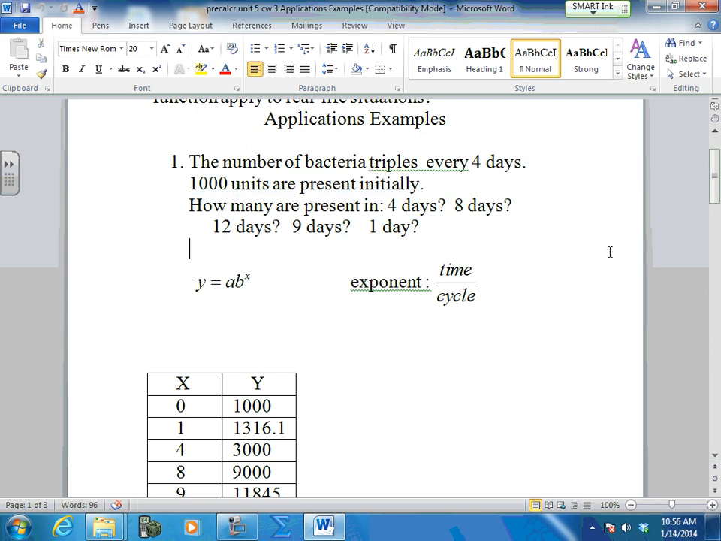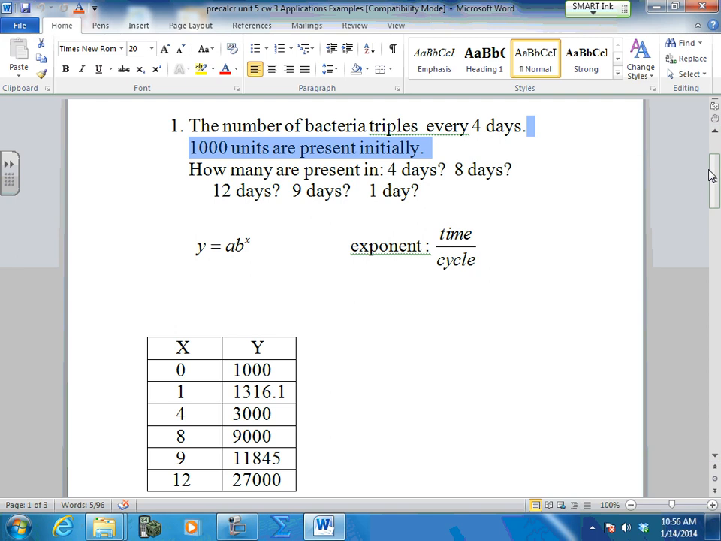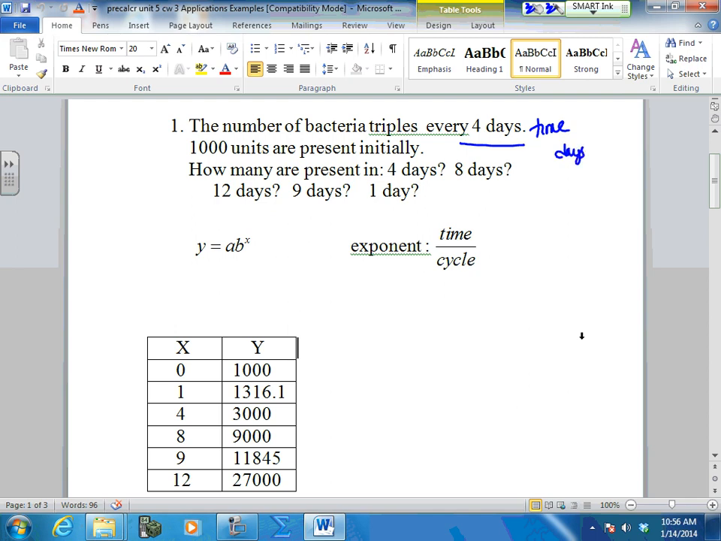Okay, we have a situation. The number of bacteria triples every 4 days. This piece right here is my time. Every 4 days. My time is going to be in days, but I'm tripling every 4 days. So I can't raise it to the X. That says days. So my time cycle is going to be X over 4. If you think about it, in 4 days, I triple. In 8 days, I triple again. In 12 days, I triple again. Every 4 days, I will triple.